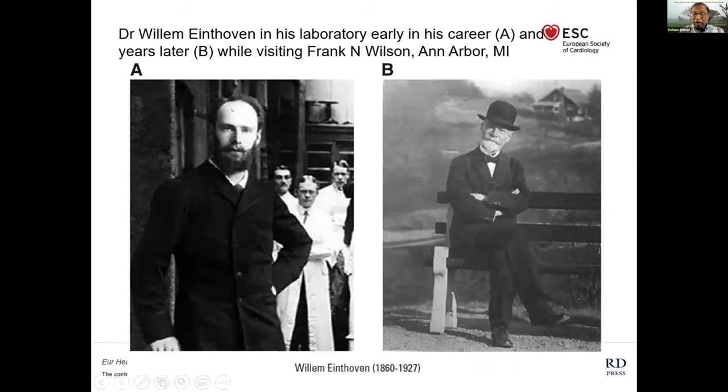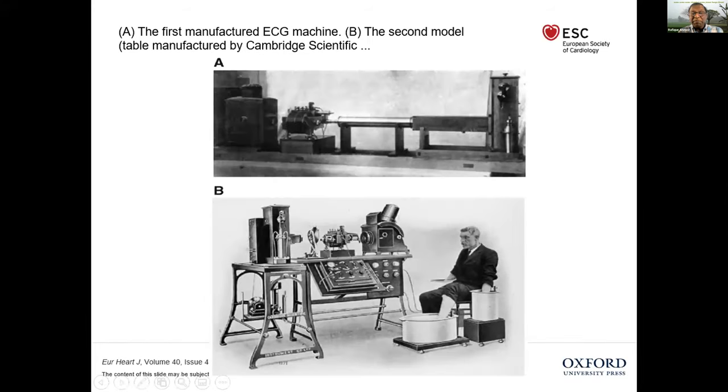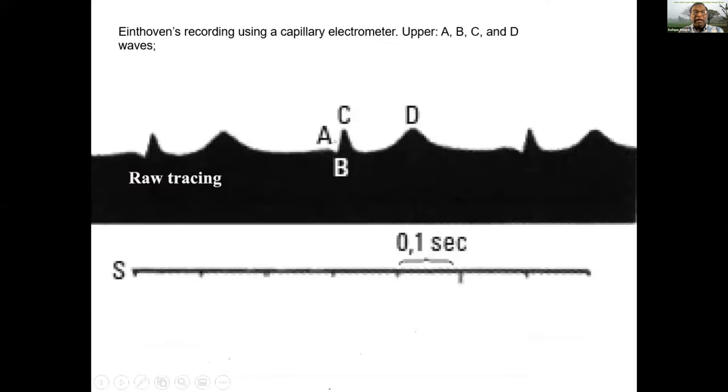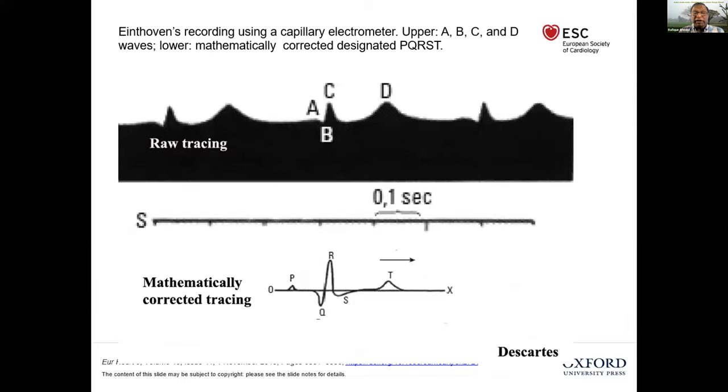Eindhoven, what did he do? He took the same machine, he recorded the signal, but he did something unique. This was the signal that came up. It was very difficult to read it, and they called it ABCD. He then mathematically extrapolated this. The ECG that we see today is not an actual recording. It is a mathematical extrapolation of this electrical signal. And he called it PQRS.